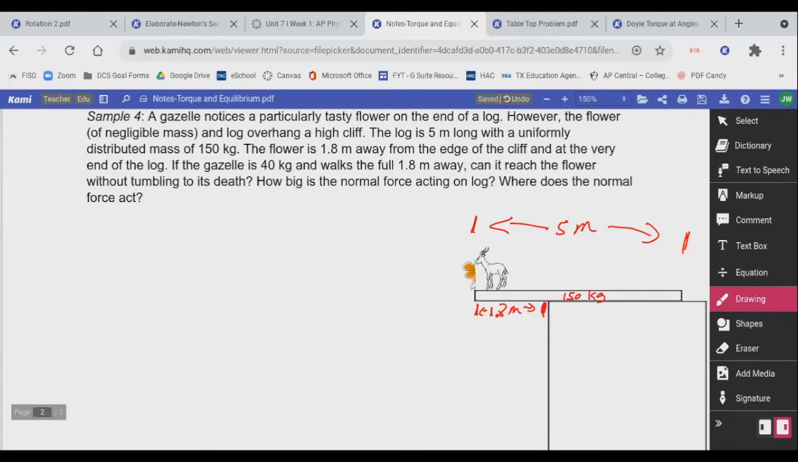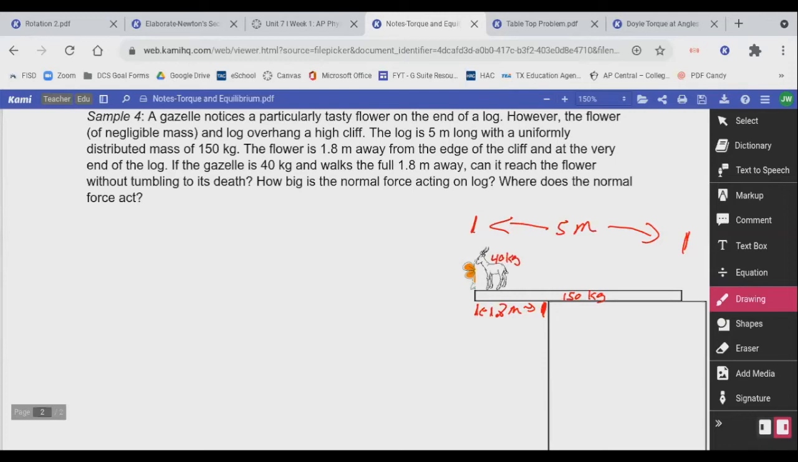If the gazelle is 40 kilograms, okay, so let me write on him 40 kilograms, and walks the full 1.8 meters away. So he's standing on the edge. The picture doesn't look like it, but he's standing on the edge. Can it reach the flower without tumbling to its death? What the question is saying is, when the gazelle walks 1.8 meters further than the ledge to the end of the log, will this cause the log to rotate and flip over and be a really bad day for the gazelle? Okay, that's what the first question is asking. Let's stop there and try to answer that question.